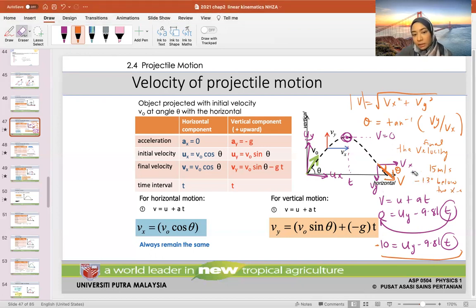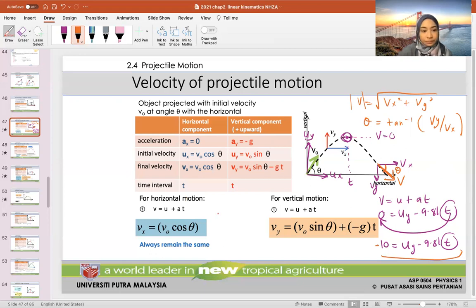Boleh juga. So the minus refers to below the x-axis. Okay. What else should we recap? And then again, your acceleration in the x is 0, acceleration in the y is minus g. And then always use your linear kinematics equation. Those are the 4 equations that you need to remember. Do not memorize other equations selain 4 tu.